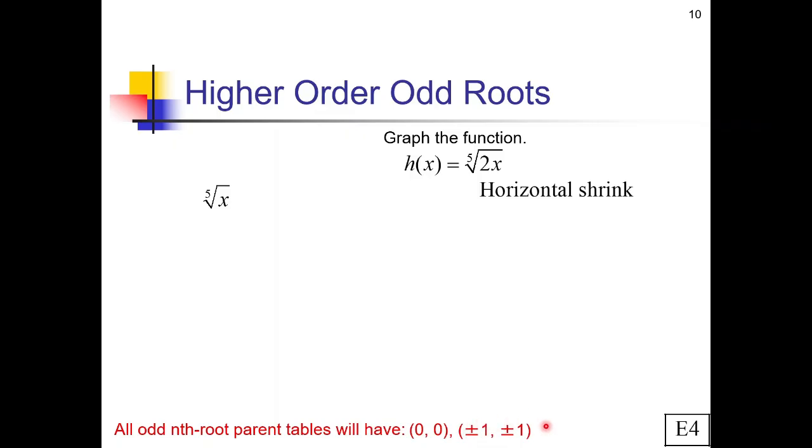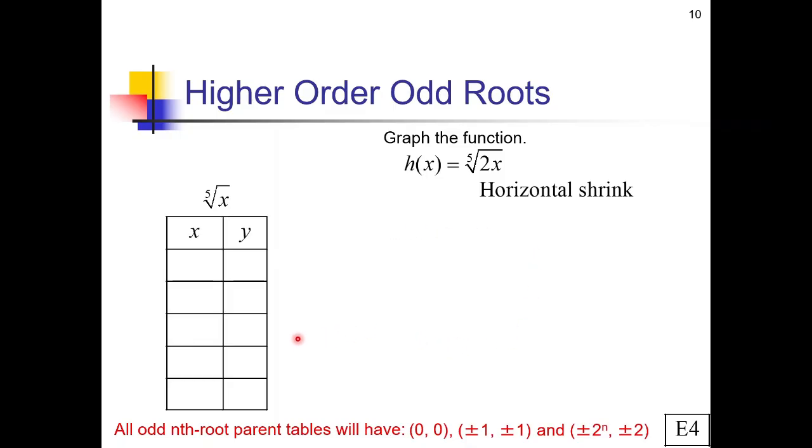And just like with the even roots, we had 2 to the n comma 2. Here we're going to have plus or minus 2 to the n comma plus or minus 2. So with this in mind, see if you can build your own parent table for fifth root of x, and then apply your transformations to see what this thing looks like.